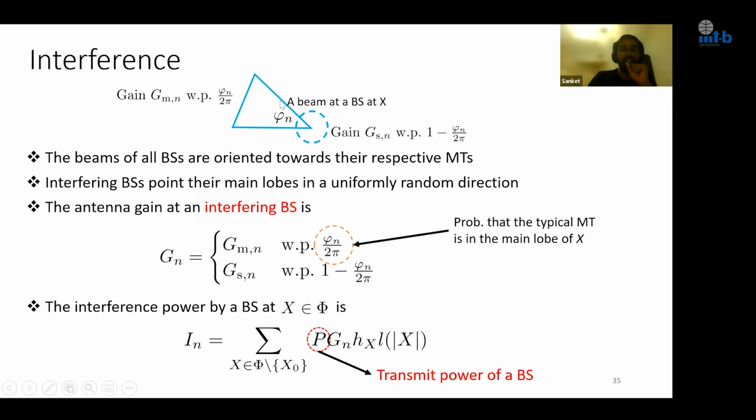And so this beam main lobe is pointing in this direction, and the rest of this direction, like 2 pi minus phi n, is served by the side lobe. And then if our user of interest falls in this direction, anywhere in this cone, then that user will experience interference from this base station with this main lobe gain. If the user is lying in this direction somewhere, then the interference gain to our user will be G_sm. So that's what it means.